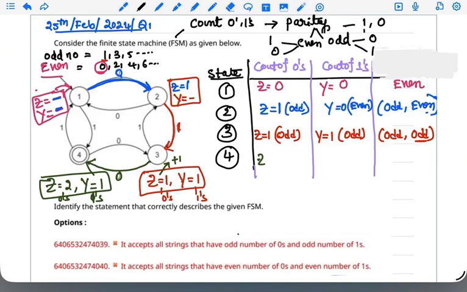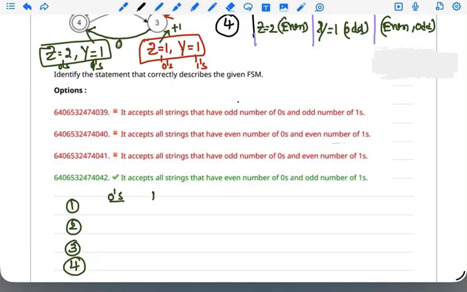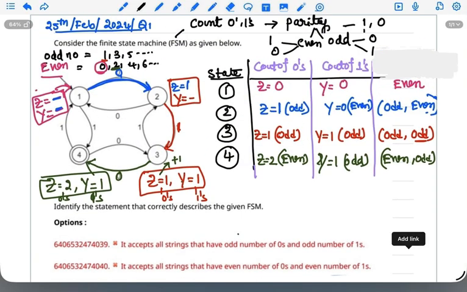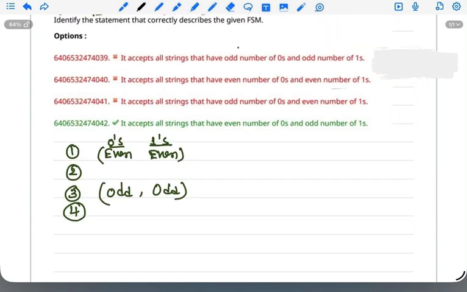At state 4, z equals 2, which is an even number, and y, the count of ones at state 4, equals 1. That is odd. So we have even and odd pairs for state 1, state 2, state 3, state 4, for zeros and ones. The first one is both even, an even pair. This is an odd pair. This is also an odd pair. So this is OE, odd, even, and odd.